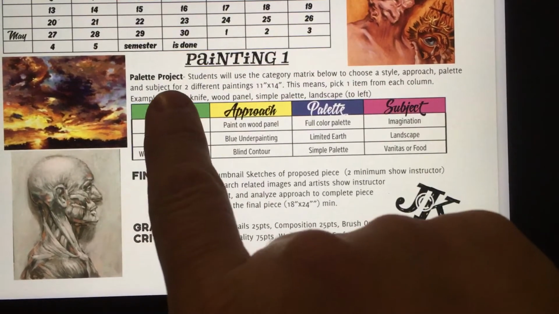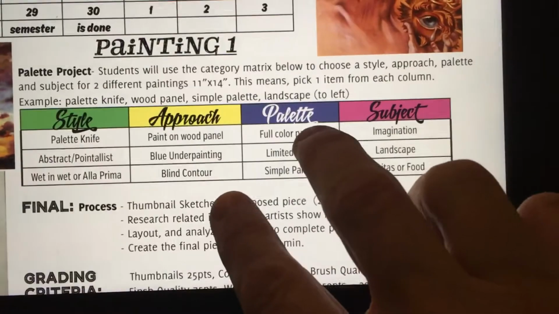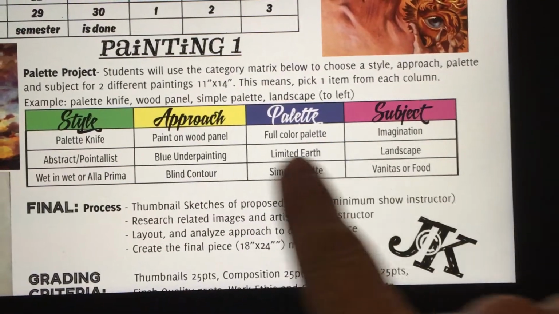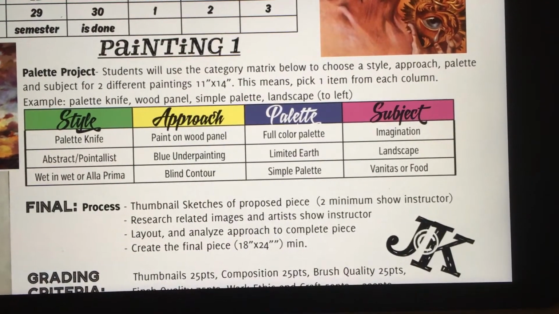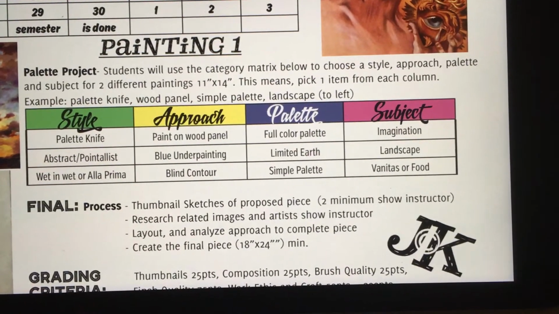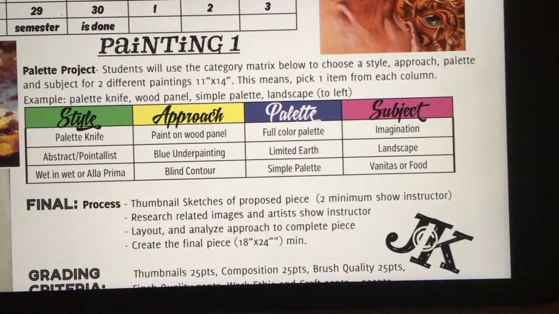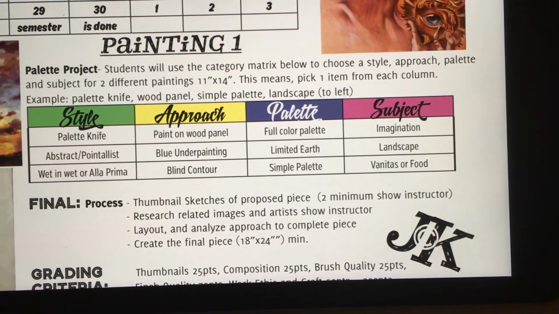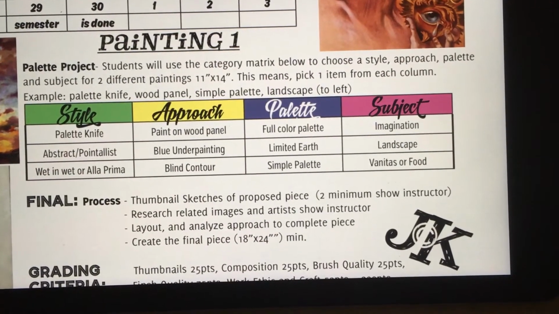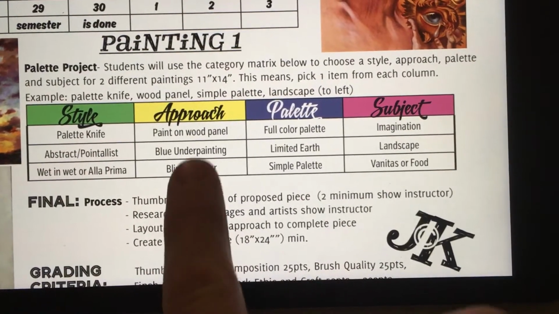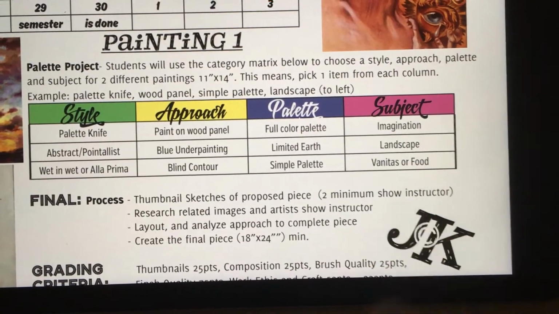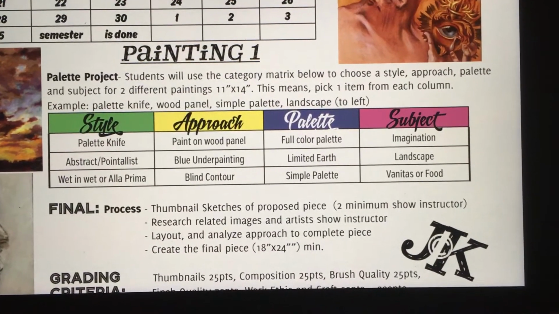So the first one we have is the palette project. It says students will use the category matrix, which is this, below to choose a style, an approach, a palette, and a subject for two different paintings that are on 11 by 14 canvas panels. This means pick one item from each column. For example, you could choose a palette knife with a wood panel using the simple palette and make a landscape. So those are some of the choices you could make.